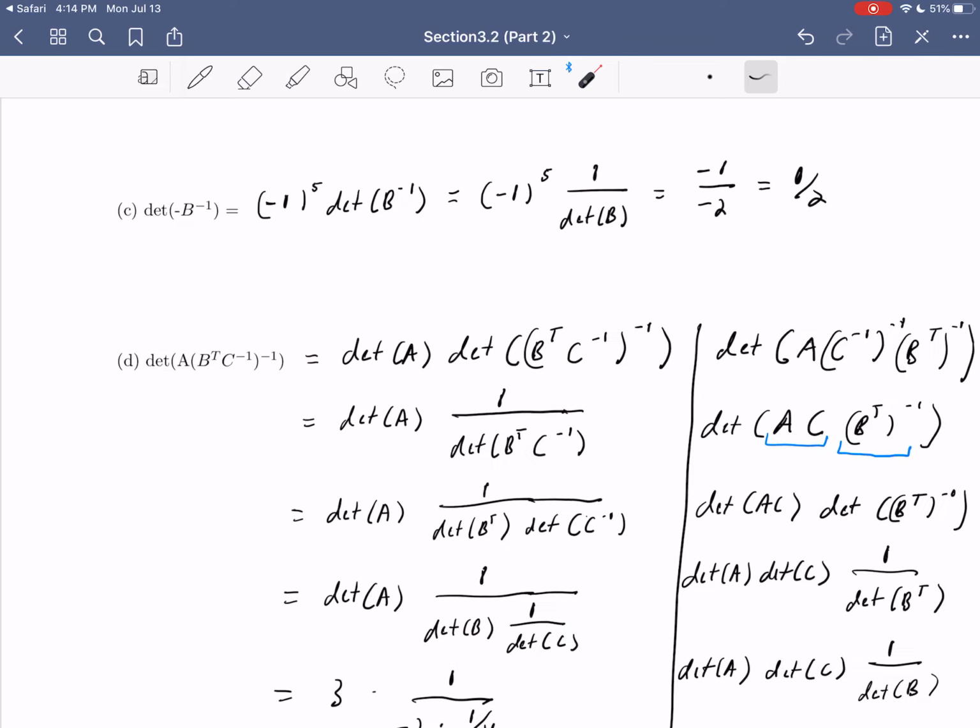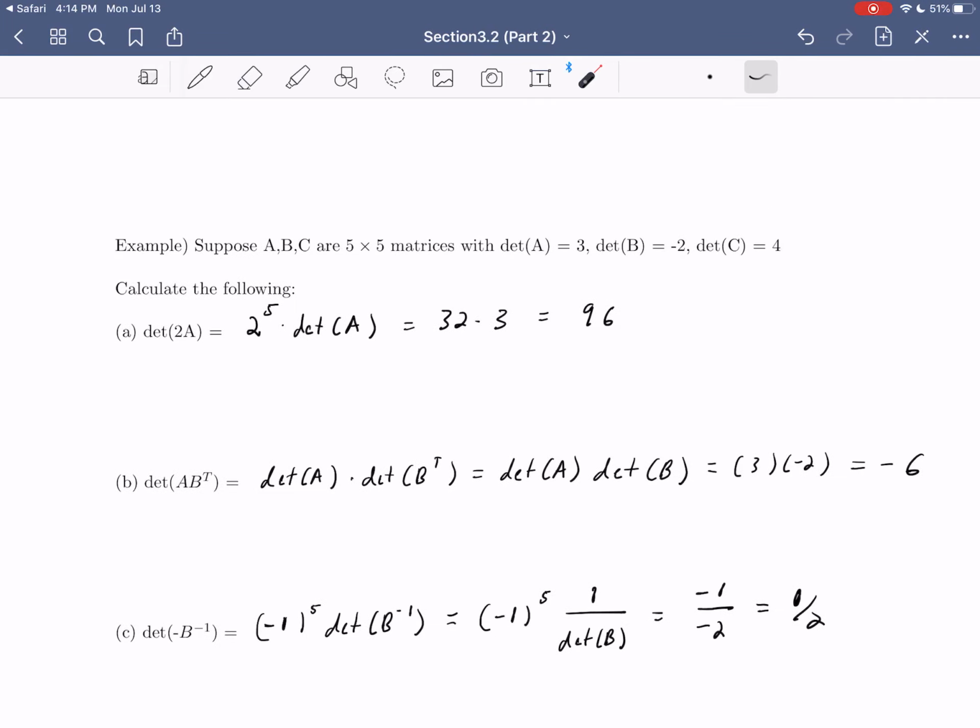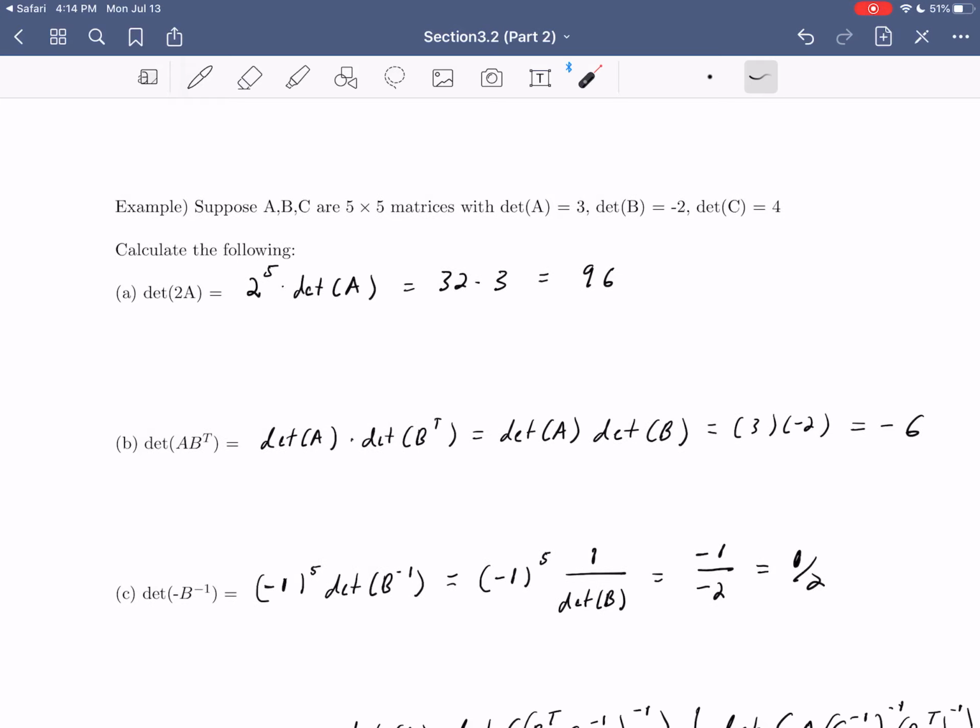So why are we doing examples like this? Is this something that's super important from a theoretical perspective? Well, not really. It's mostly here just to make sure you're comfortable understanding what the different properties actually said about the determinant. Let's do another example similar to that.